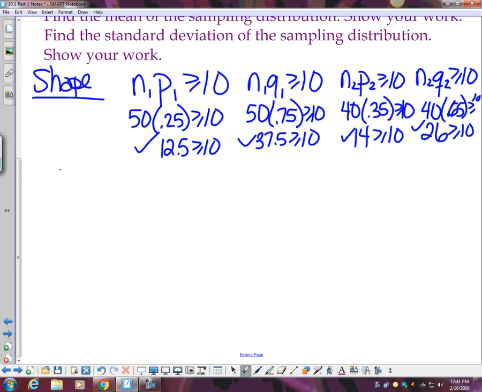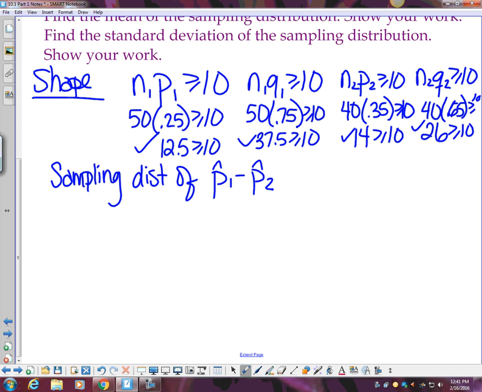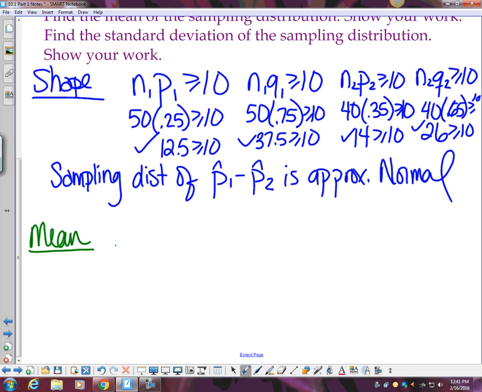So we would say the sampling distribution of p hat 1 minus p hat 2 is approximately normal. Okay, let's change colors. Mean. Well, the mean of the sampling distribution of the difference is equal to the difference of the two population proportions.